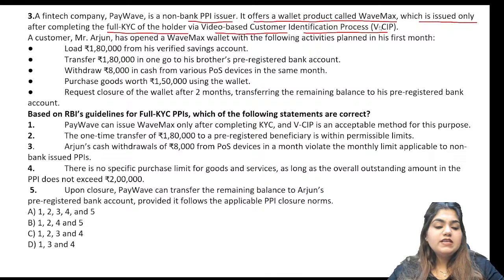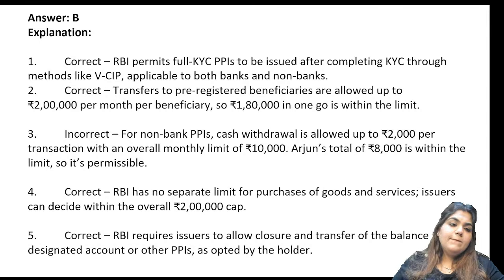Statement number 3 is incorrect. Statement number 4 is correct. 2 lakhs are the cap. And statement number 5 is correct. That will give us 1, 2, 4, 5. B is the correct answer.